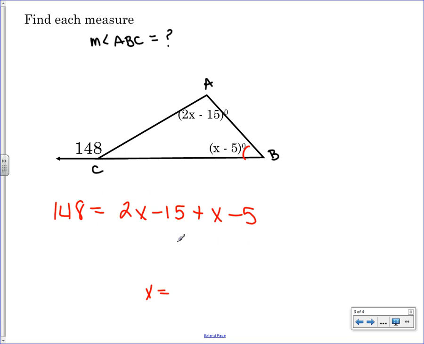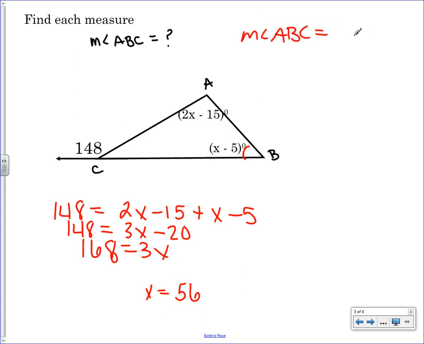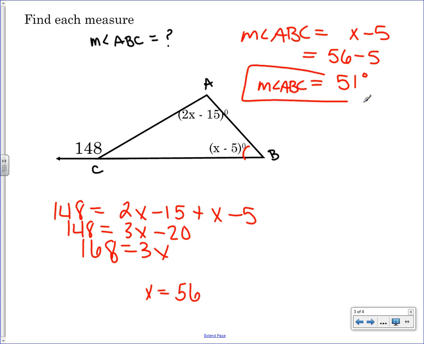While you guys are doing it, I'm going to do it just for the sake of the video so people can see in case they get it wrong. You always want to combine like terms before you move things around. So 2x and 1x is obviously 3x. Negative 15 minus 5 more, negative 20, right? So I'm going to add 20 to both sides. And then divide by the 3 and we get 56 for x. Is that what they wanted? No, they wanted the measure of angle ABC, right? So angle ABC, they said was x minus 5. So how am I going to find it? Yeah, so substitute the 56 in, right? 56 minus 5 is 51 degrees. The measure of angle ABC is 51 degrees.